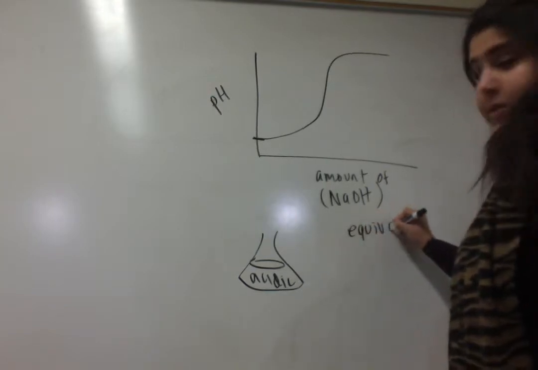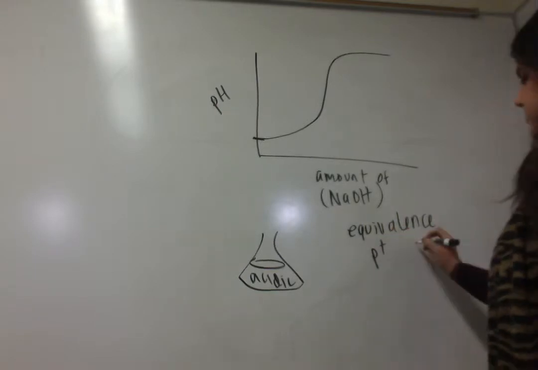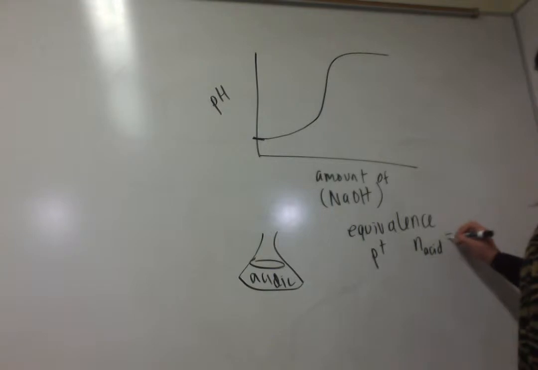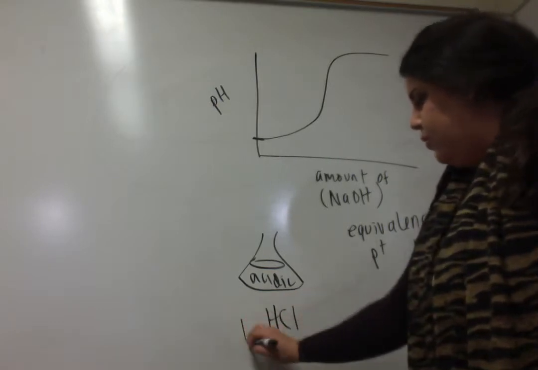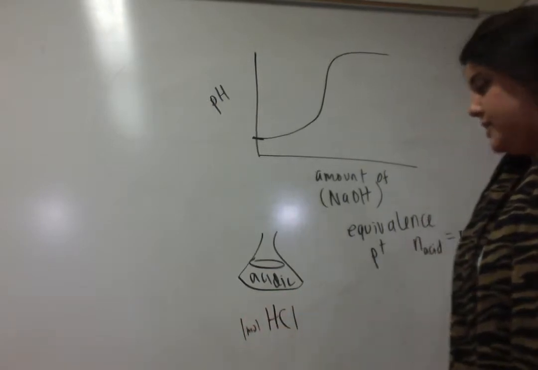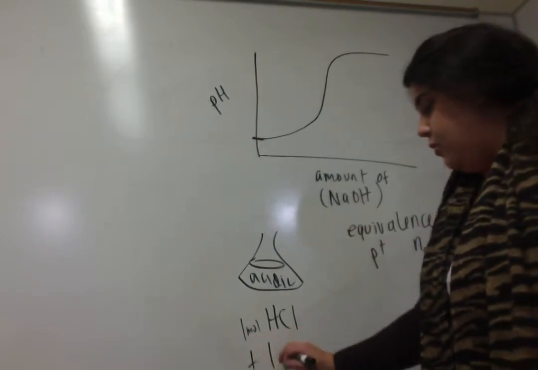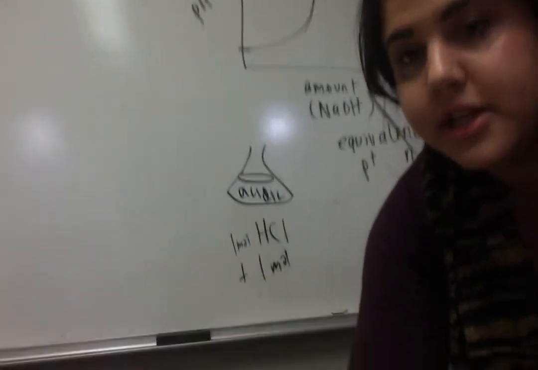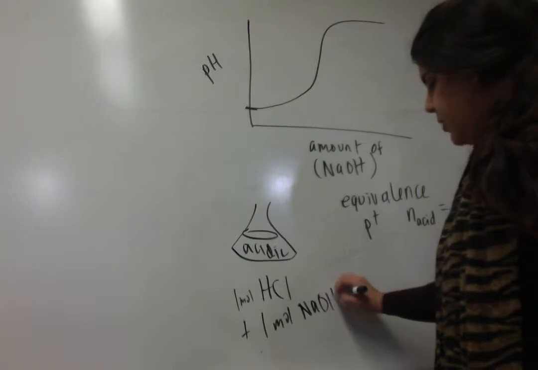The equivalence point, hopefully you guys can see this, is the point at which we have the same number of moles of acid as number of moles of base. So, if I have maybe hydrochloric acid in here, 1 mole of hydrochloric acid, my equivalence point would be when I have added 1 mole of, oopsies, this is starting to get too low. Change that. Here we go. When I have added 1 mole of sodium hydroxide.